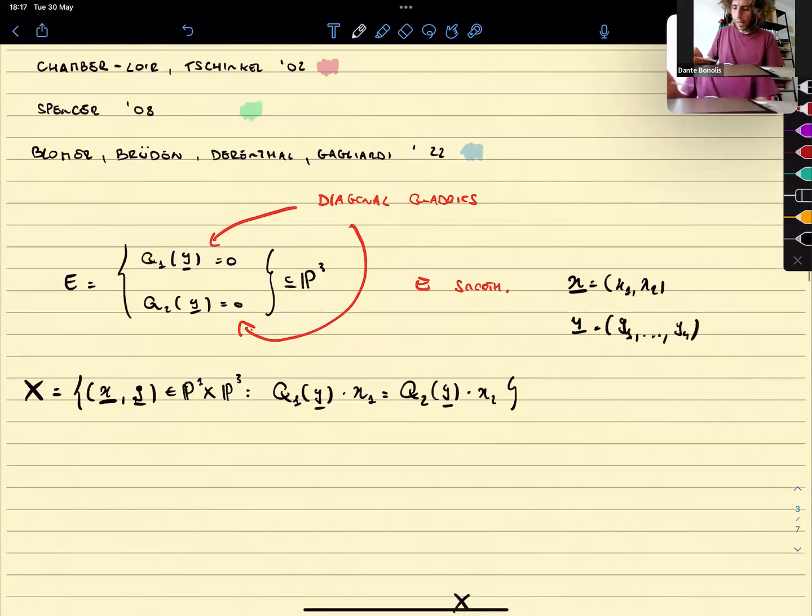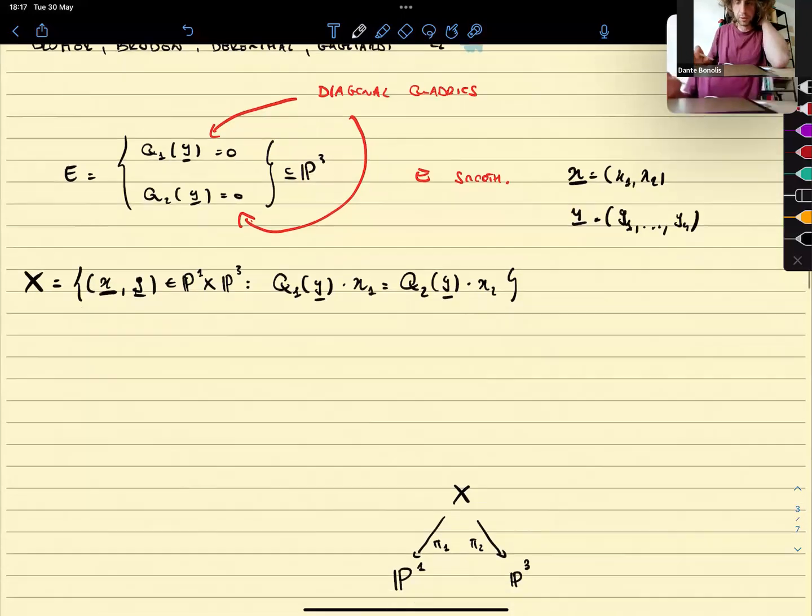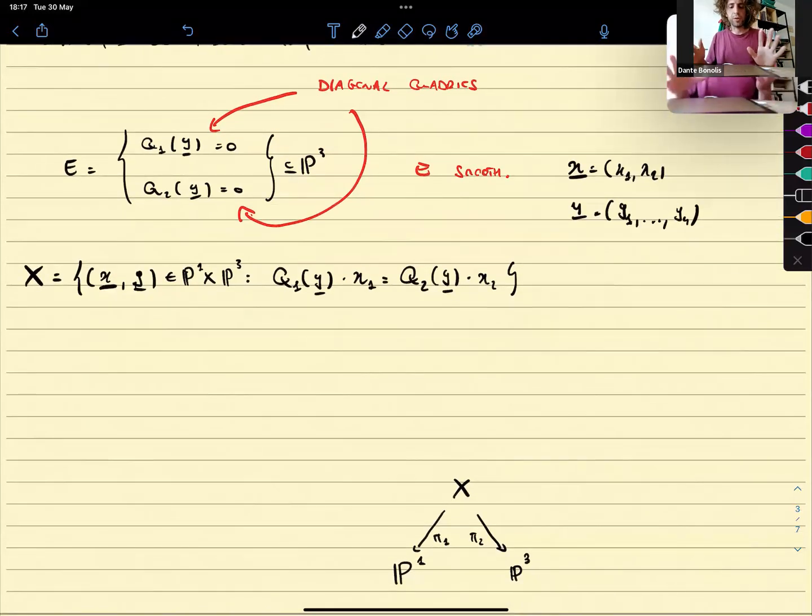Actually, this is something we are going to use very often. P1 cross P3 is a product, so you have basically two fibrations, one over P1 and one over P3. And our variety is going to inherit this double fibration.